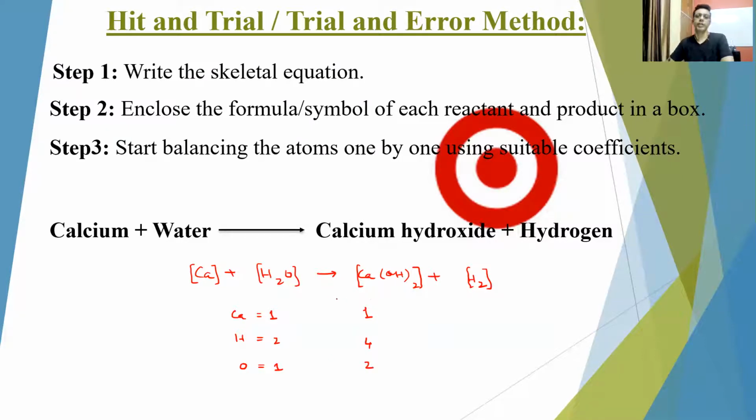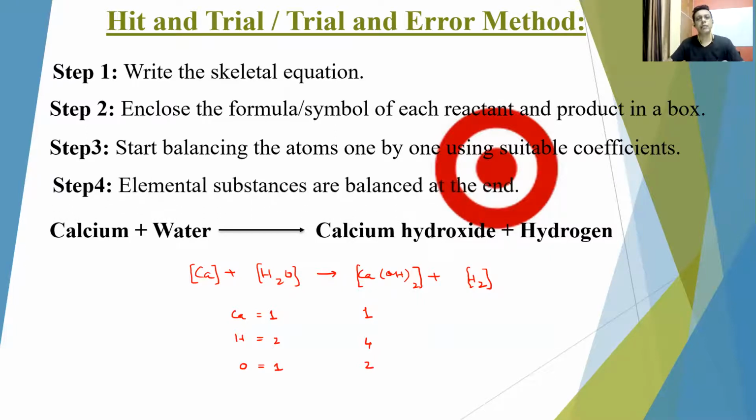Now to make their numbers equal, you can start with any of the atoms. There's no hard and fast rule, but the atom which is taken in the elemental form, we should balance at the end. So that if you write any number there, it will change the number of that atom only. The other atoms will not be changed.